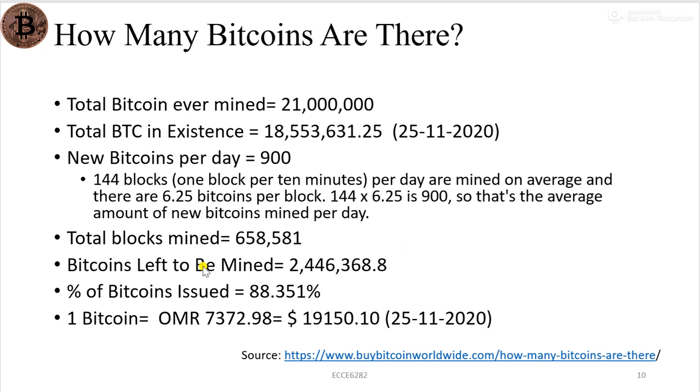The total number of blocks that have been mined until now is 658,581, and the Bitcoins that are left to be mined are around 2.4 million, and the total number of Bitcoins that have been issued until now is around 88%. And what is the value of Bitcoin? Oh my god, one Bitcoin is equal to 7,372.98 Omani Riyal, or equivalent to $19,150.10 as per today's, 25th November 2020, value for one Bitcoin.